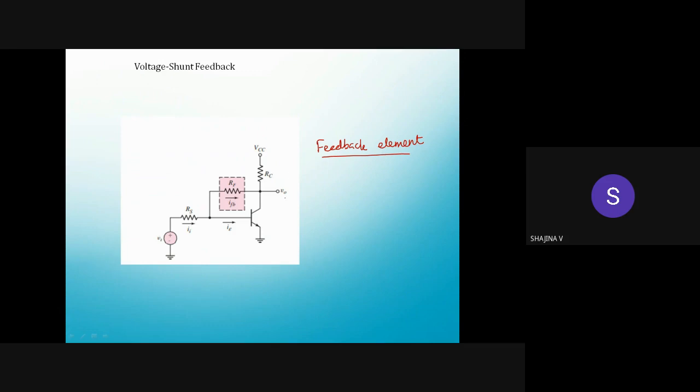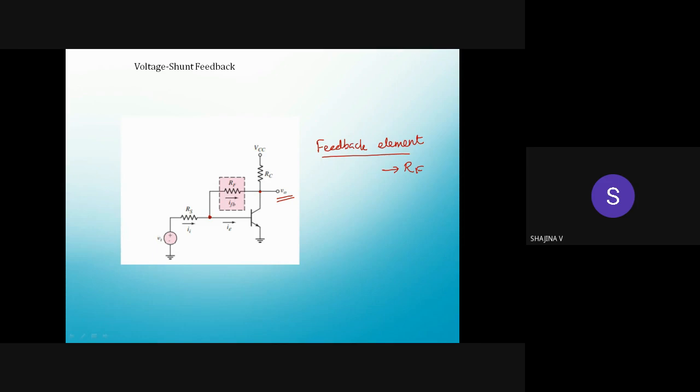That is, here we are taking output from this point, right, from the collector. Okay, and we are applying input to the base. So in between that, what is the element present? That is this RF. Okay, so our feedback element is this resistor RF; in between output and input we have a resistor RF. So that is the feedback element here.